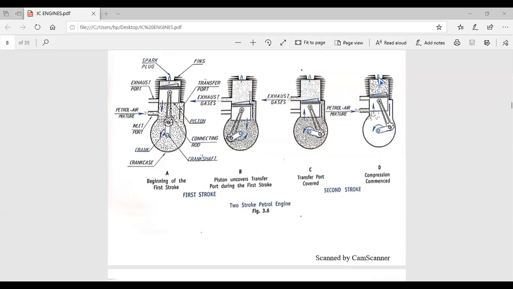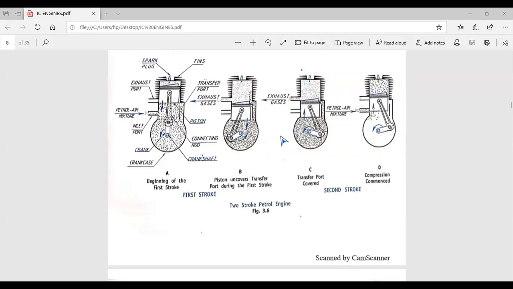At that point, the spark plug produces the spark. That spark ignites the fuel and air mixture, the petrol and air mixture is ignited, and the expansion of the gas takes place. Due to that, the piston moves downwards.